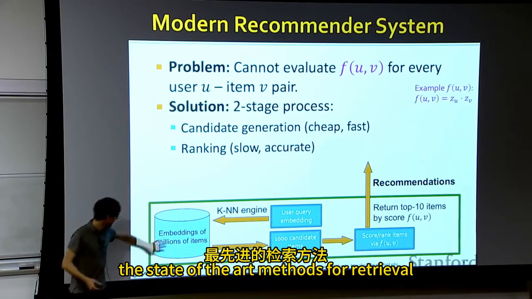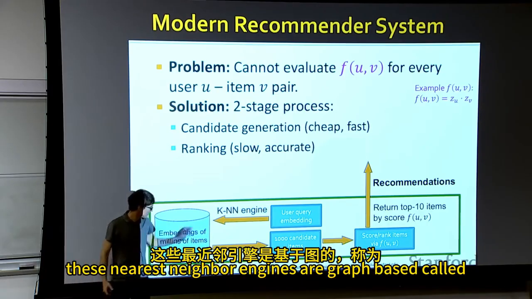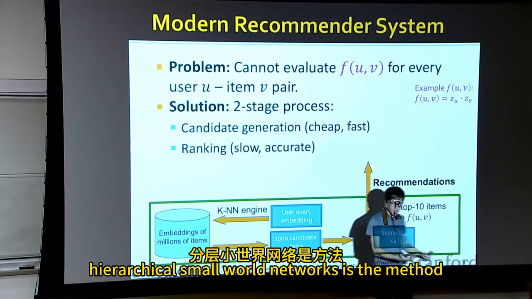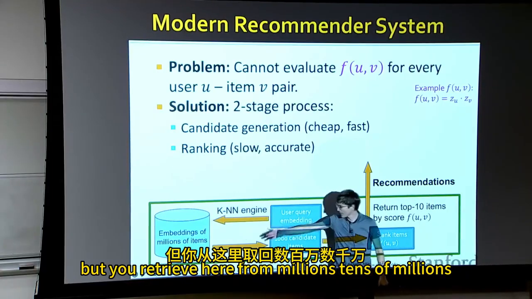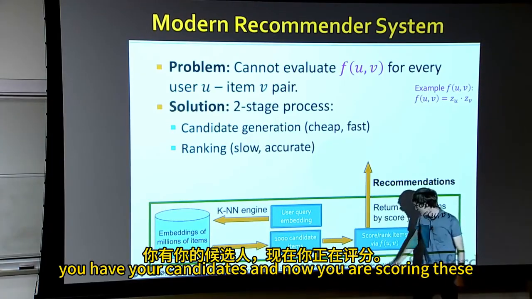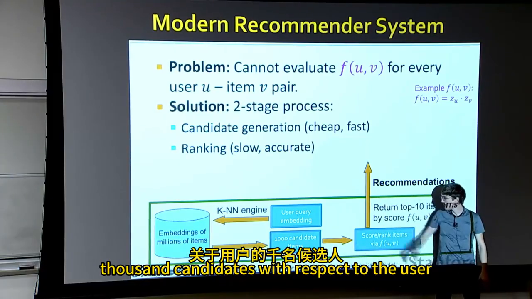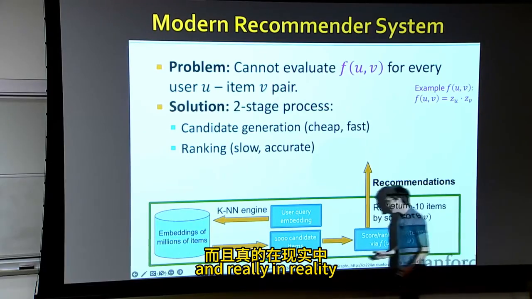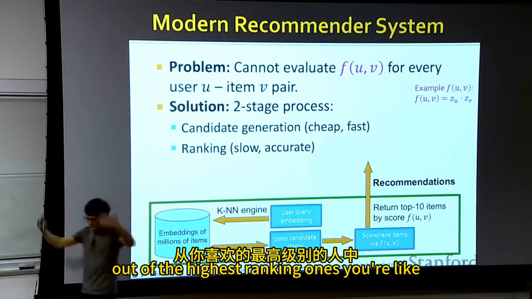It's interesting. The state-of-the-art methods for retrieval, these nearest neighbor engines, are graph-based; HNSW, hierarchical navigable small world networks, is the method. But you retrieve here from millions, tens of millions, billions of items. You have your candidates, and now you score these 1,000 candidates with respect to the user, and then return, let's say, the top 10.